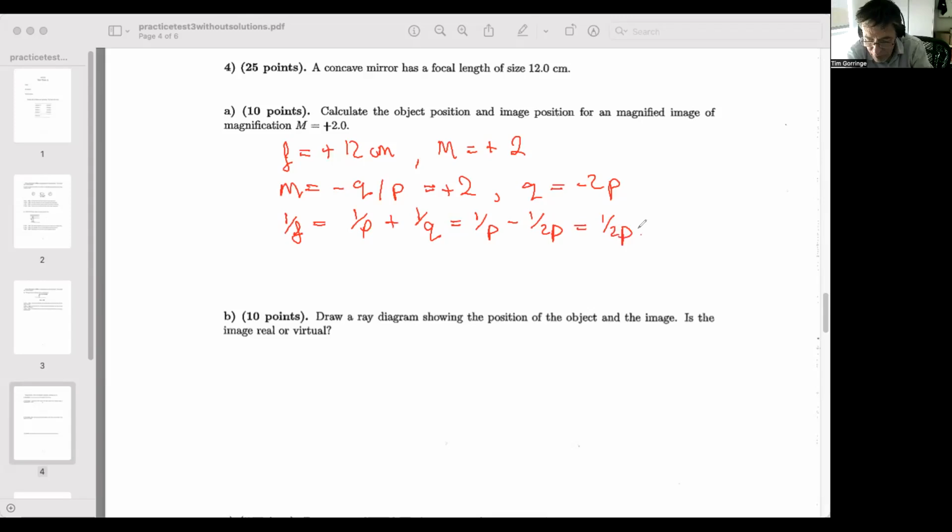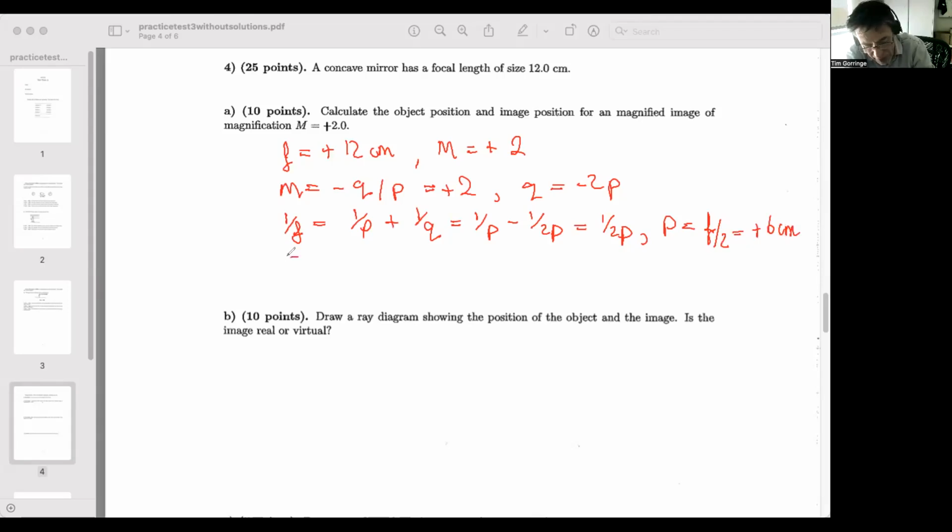And so this is an equation that relates the focal length, something we know, to the object position, something we're trying to figure out. If I rearrange this equation, taking the inverses of the left and right-hand side, we get the object position equals F divided by 2. F is 12 centimeters, so the object position is +6 centimeters, half of that. So that's the object position.